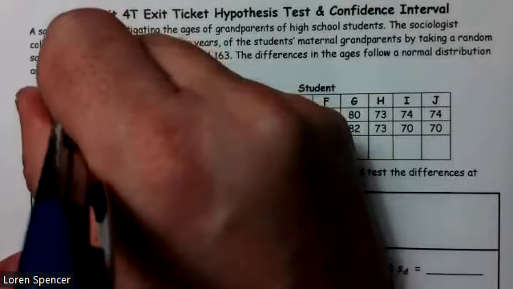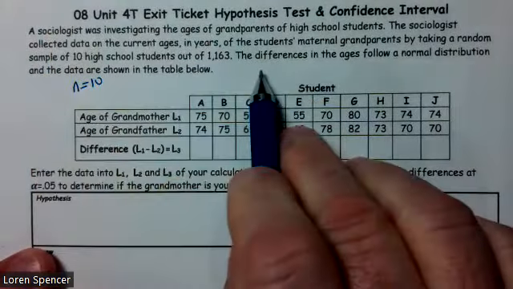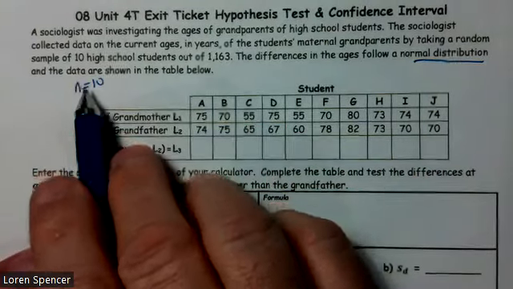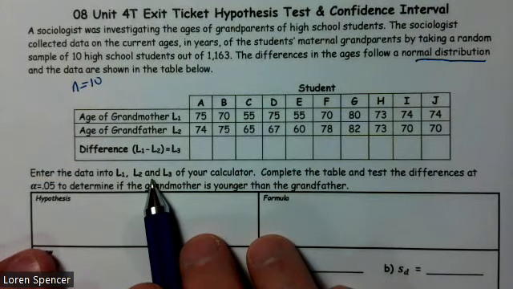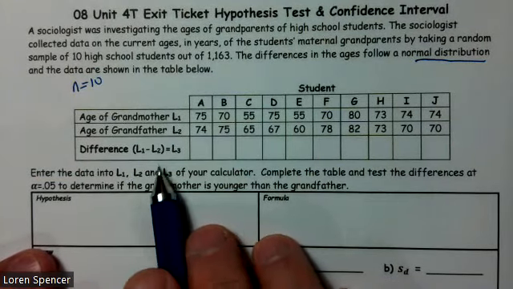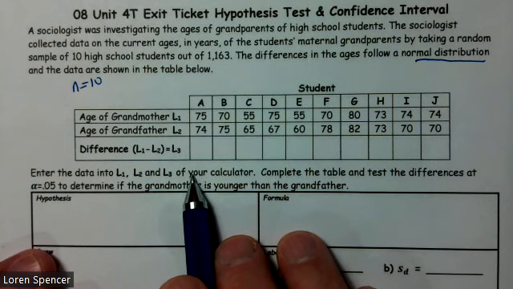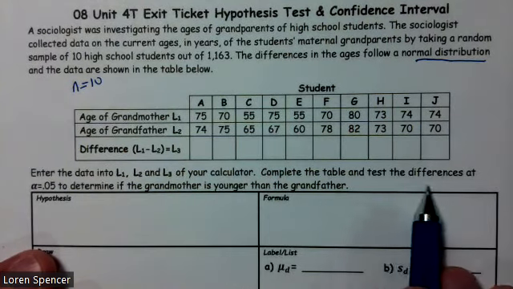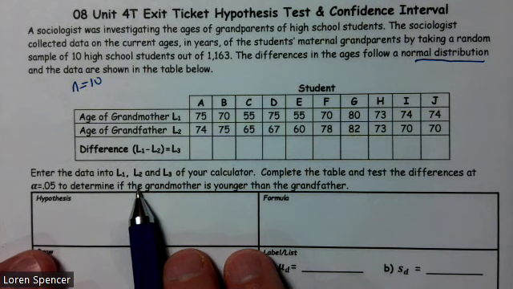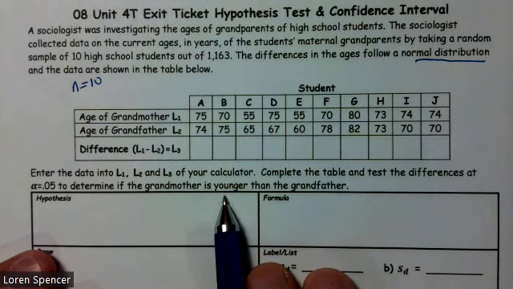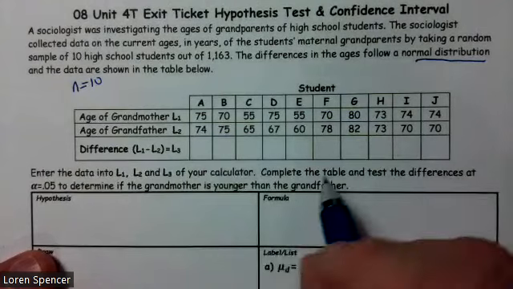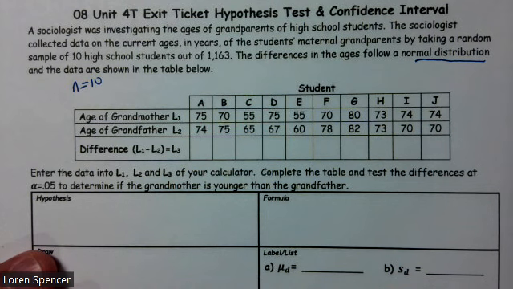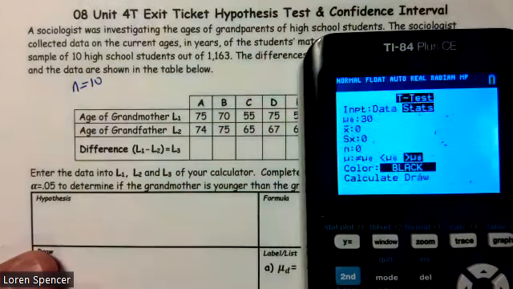So we have a sample size of 10. That's important. The differences in ages follow a normal distribution. That's also important because our sample size is small, so they needed to tell us that it was normal. So enter the data into L1 and L2 and then L3. It says complete the table and test the differences at alpha equal 0.05 to determine if the grandmother is younger than the grandfather. So we're going to go grandmother's age minus grandfather's age, and we'll need to look at that in a moment for our hypothesis, but let's go ahead and get our data entered.